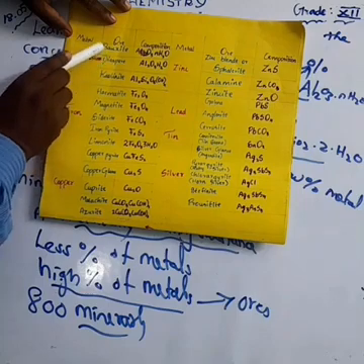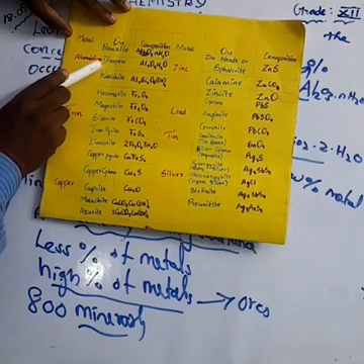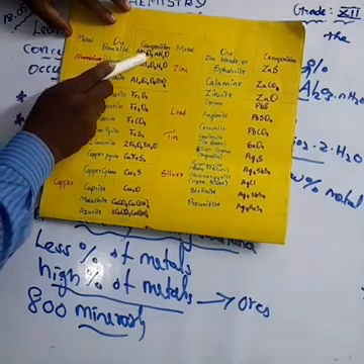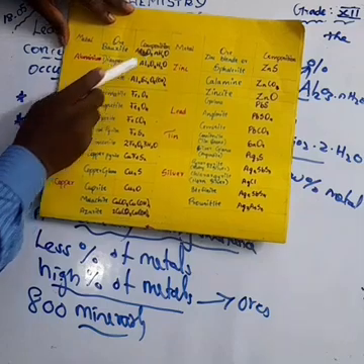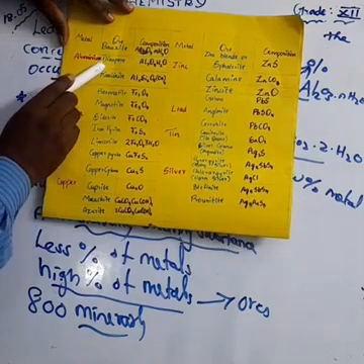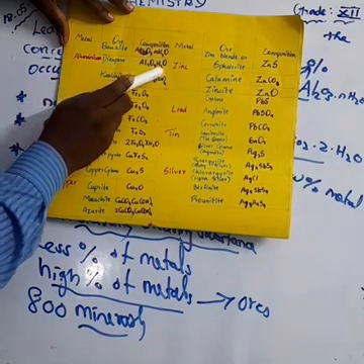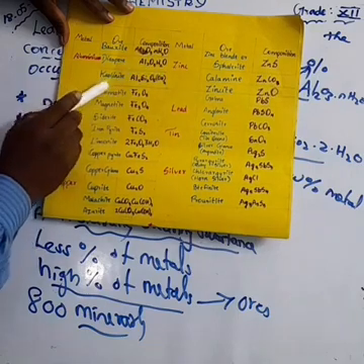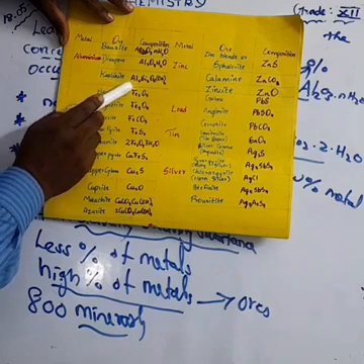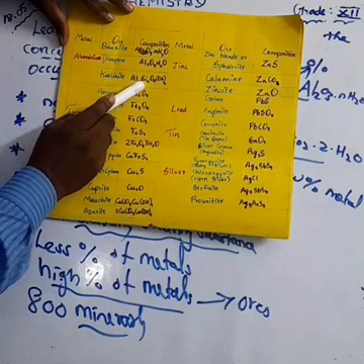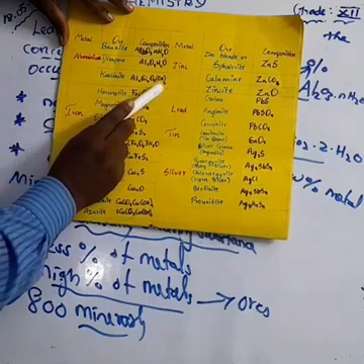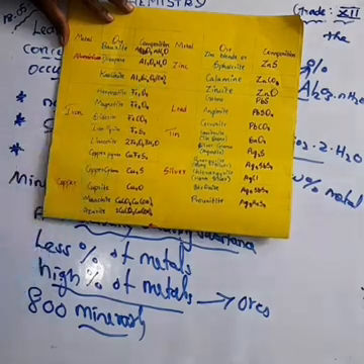One is bauxite, the formula is Al2O3 nH2O. Next one is diaspore, the formula is Al2O3 H2O. Next one is kaolinite, the formula is Al2Si2O5(OH)4.